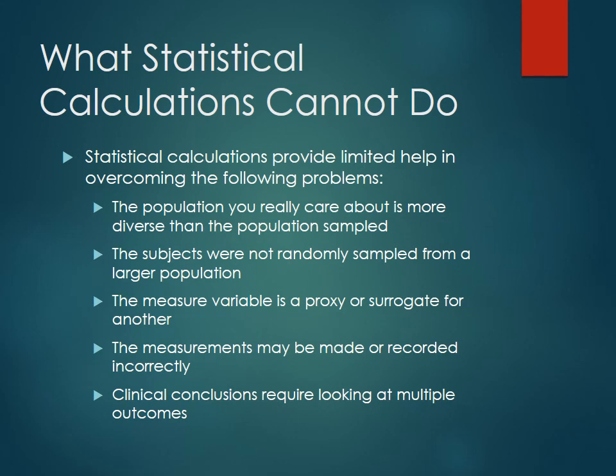So again, some issues you can run into. Say, for instance, the population that you really care about is more diverse than the population sampled. Again, that limits your generalizability. If, say, your subjects were not randomly sampled from a larger population, like a self-selecting group, like ones that were responding to an ad because they saw there was pay involved, right? So you hear a lot of those radio ads for "come try this new psych med." If you're getting paid for something, you might be a little bit more likely to comply with that, right? So again, that may skew some of your data.